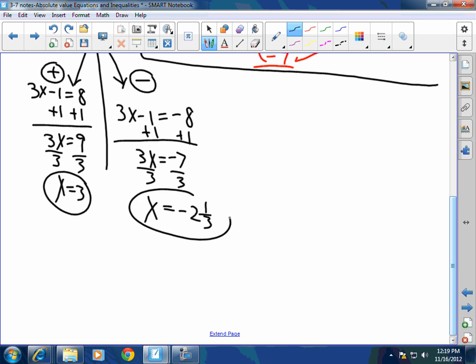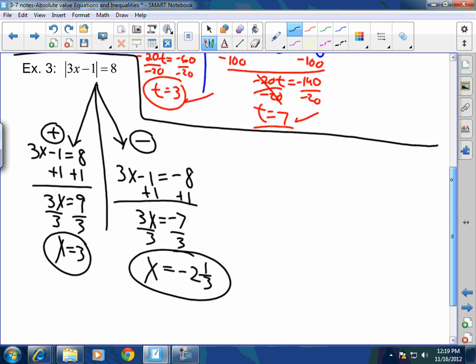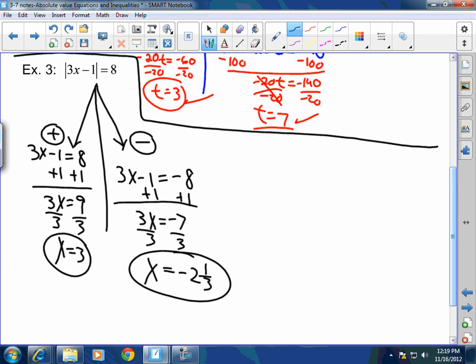Okay, now, does that make sense, guys? Now, let's check it. It's just because they have fractions doesn't mean anything. You can still check it. What's 3 times 3, minus 1? What's the absolute value of 8? It works. Now, I won't make you do this in your head. But you got 3 times -2 1/3, which is really -7/3, right?